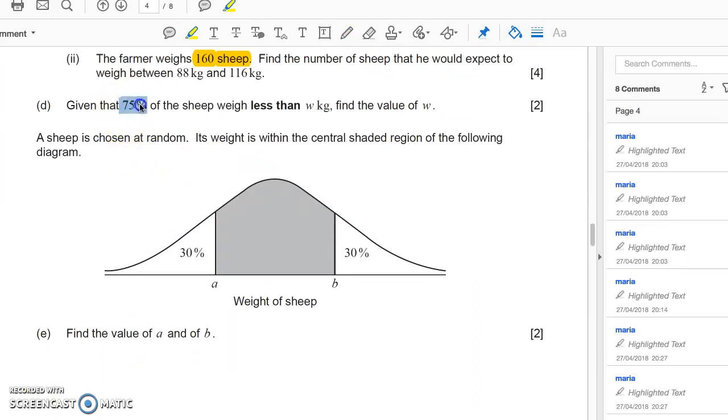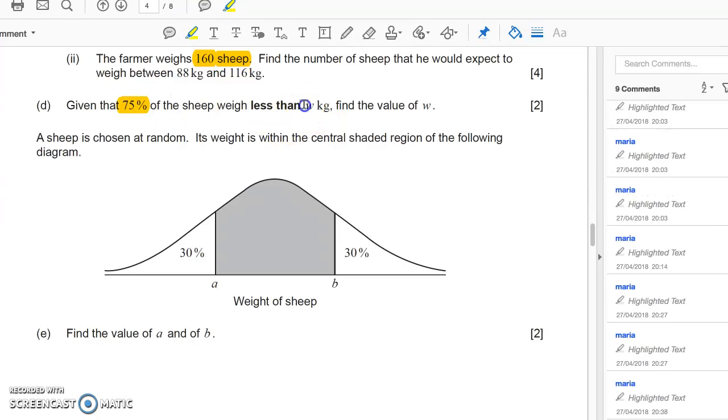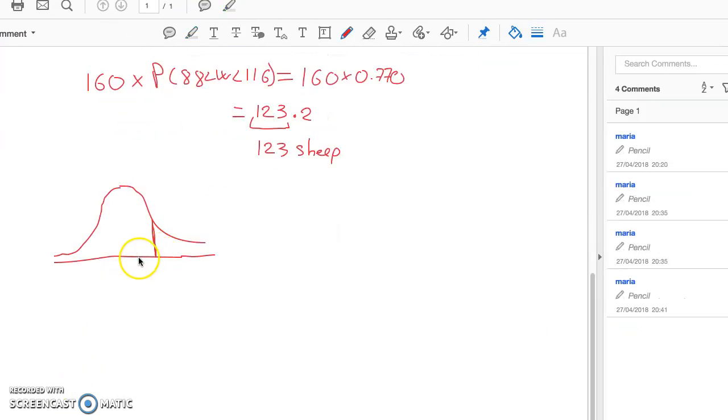Question D. Given that 70% of the sheep weigh less than a certain value, what is this value? So here we are going to need again the calculator, but we are doing the inverse question. I know the probability, I know the area, but what's the value? I can draw the bell curve and say, well, which area is 75%? Well, it needs to be bigger than half of it. Let's put it here. Suppose that this region is this 75%, or if I prefer 0.75.